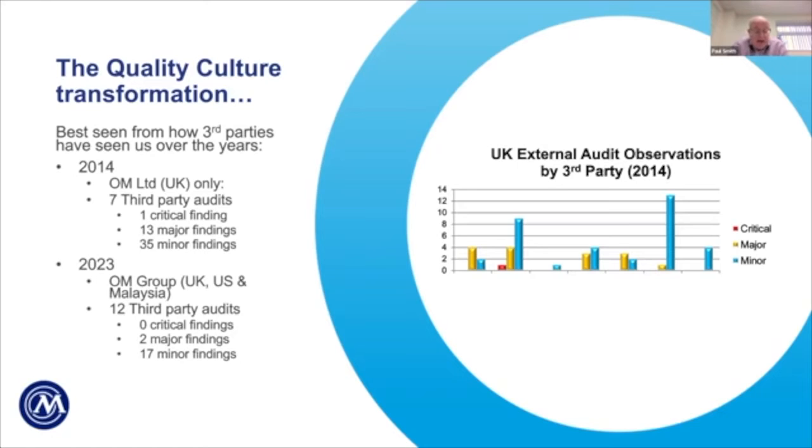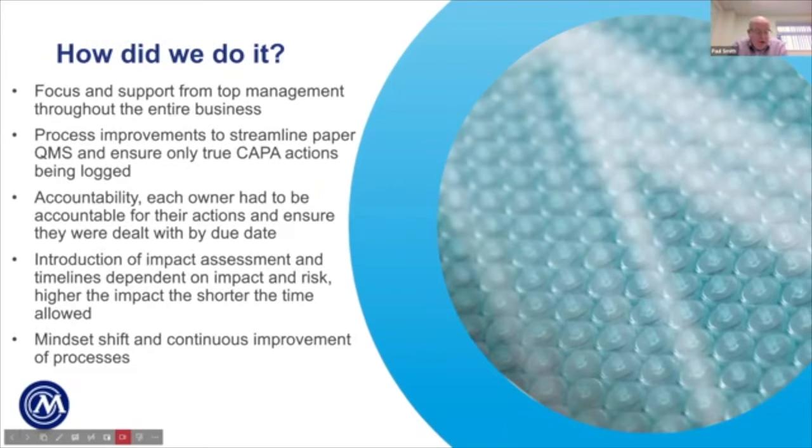So moving on to the next slide, how did we do it? How did we improve that quality culture, that quality focus, and drive down the cost of quality? One of the things that is absolutely key is the focus and support from top management throughout the entire business. So I needed to get the buy-in of the rest of our management team, the exec team, and really push for an understanding of where the issues were and what the impact of them was, taking it back to the cost of quality. And then it was a series of process improvements.